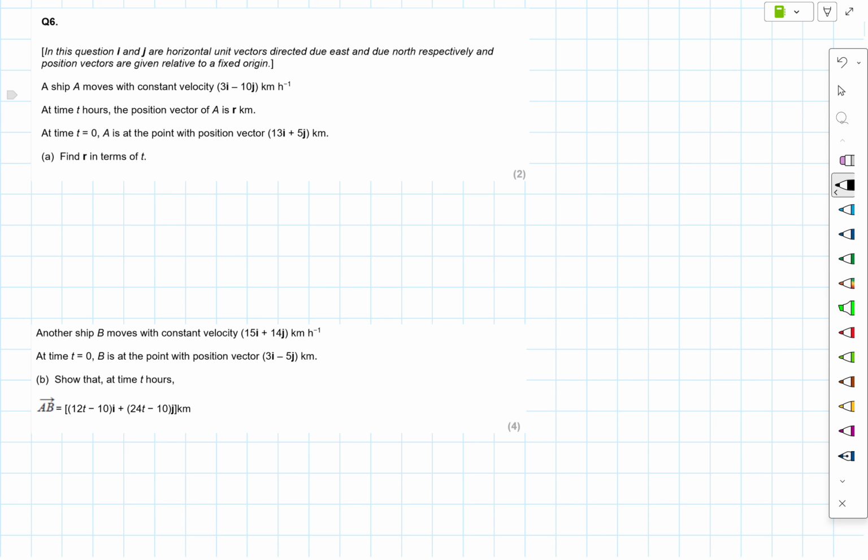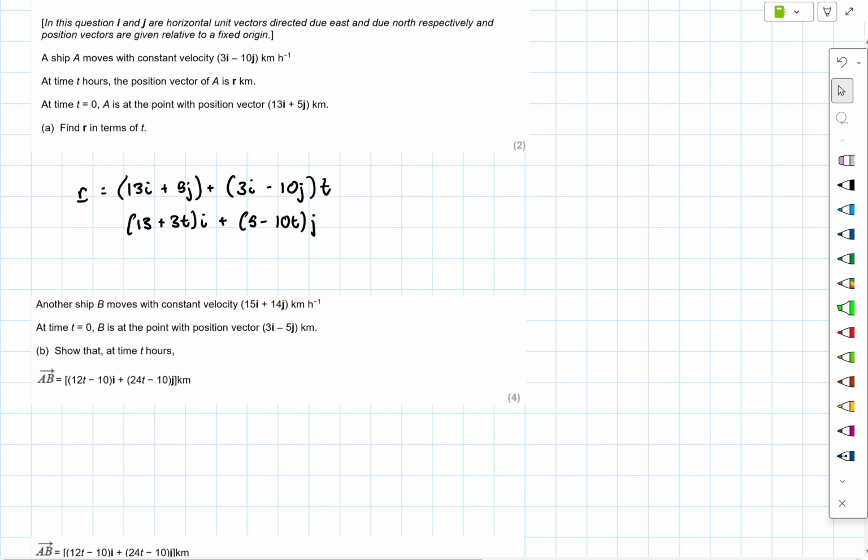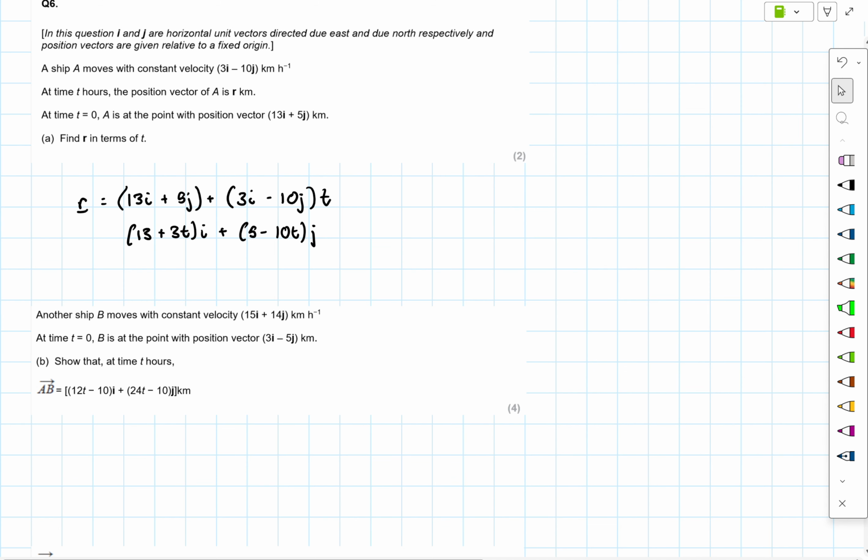start. We have ship A moving with constant velocity, and we're told what the initial position is. So R is just equal to 13i plus 5j plus 3i minus 10j times t. Get all your i's together. 3 plus 3t i plus 5 minus 10t j. Done. That's all that one is asking. This is one that people often overthink as if there must be more to it, but it's just asking for the position vector.